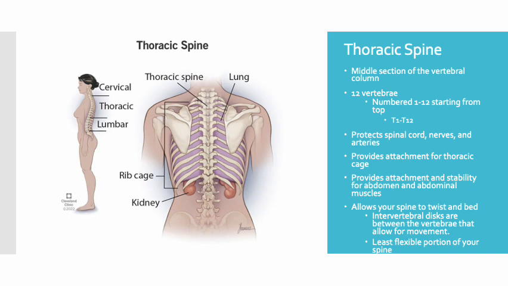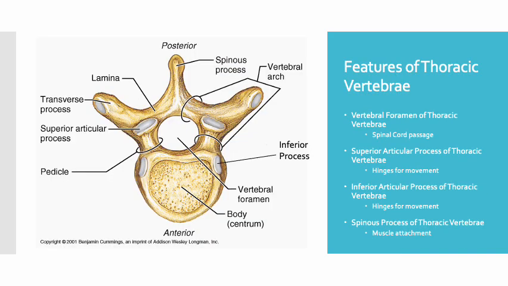And then this region allows for your spine to twist and bend. There are discs in between the vertebrae that allow for movement. And this is the least flexible portion of your spine. The other portions are a lot more flexible than the thoracic vertebrae. Just looking at the thoracic vertebrae, we can notice that it looks different from the cervical vertebrae. Keep in mind these key differences, because when you have to identify the different vertebrae, it's nice to be able to easily differentiate between cervical, thoracic, and lumbar.